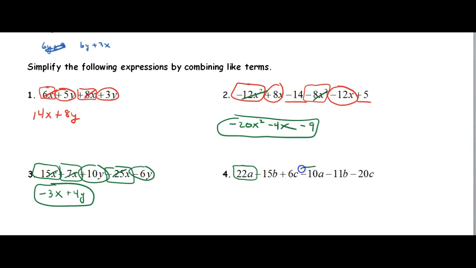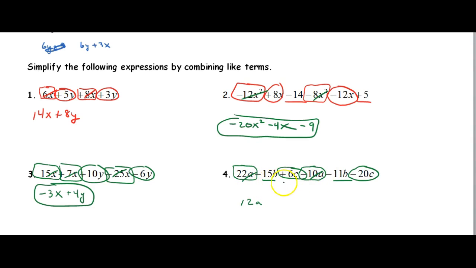What else gets a box? Negative 10a. I'll underline the b's. And then I'll circle the c's. When I go to combine, 22a minus 10a gives me positive 12a. Cross them out, I've used them.